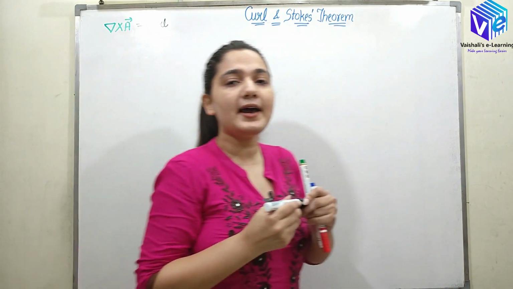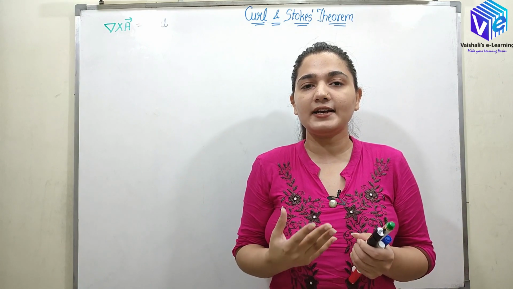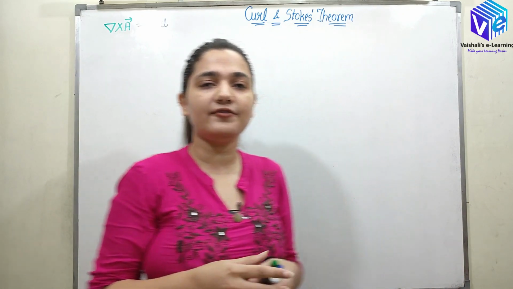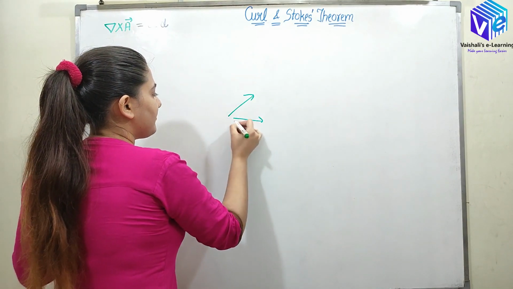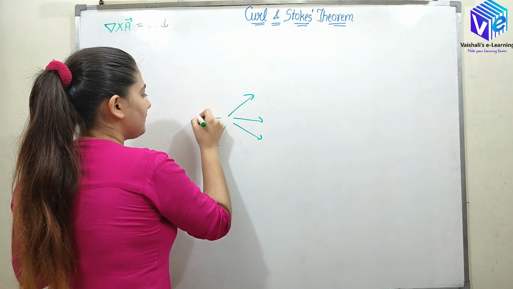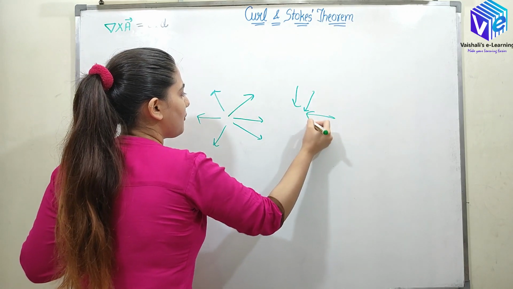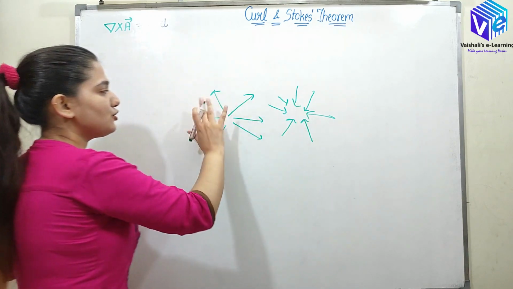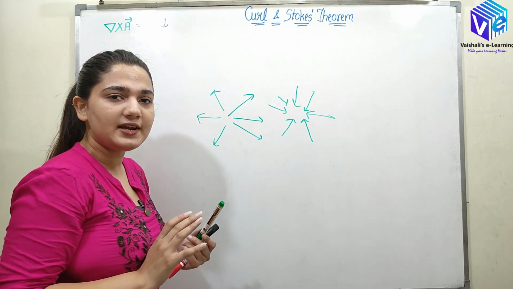Now, when I was talking about divergence, it was used to find out what is the source and what is the sink of the field. We were finding out whether the fields are originating from the point or coming into the point. So divergence was used to differentiate between these two types of field.